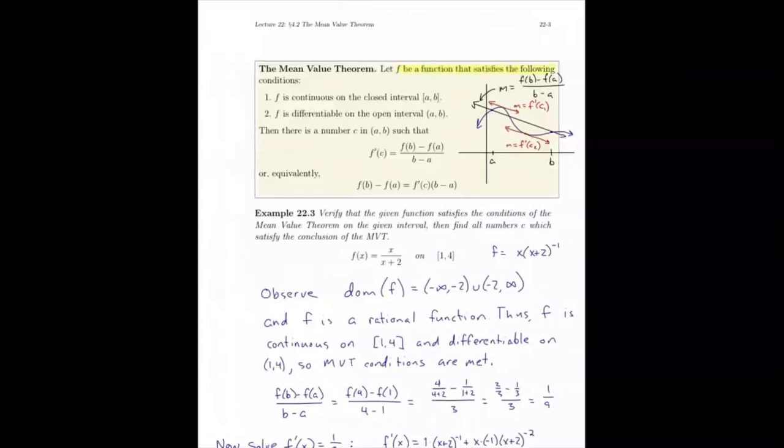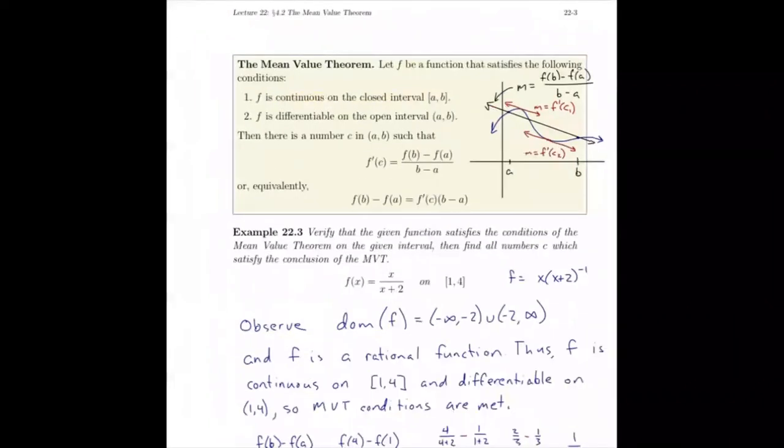So let f be a function that satisfies the following. It's continuous on the closed interval a to b, just like Rolle's theorem. Differentiable on the open interval a to b, just like Rolle's theorem. I mean, those are only two assumptions, so that's interesting. We don't have to match at the endpoints anymore. The mean value theorem guarantees that there's a number c in this interval such that f prime of c is equal to f of b minus f of a over b minus a.